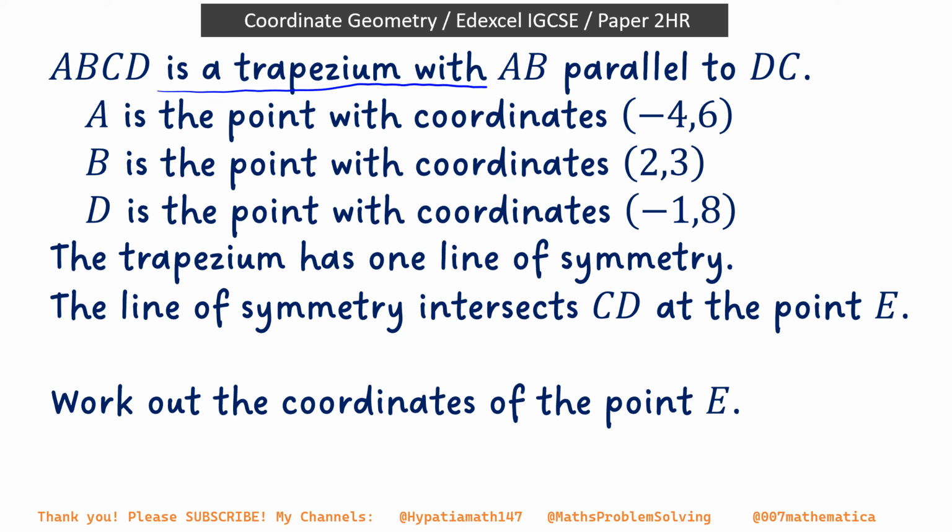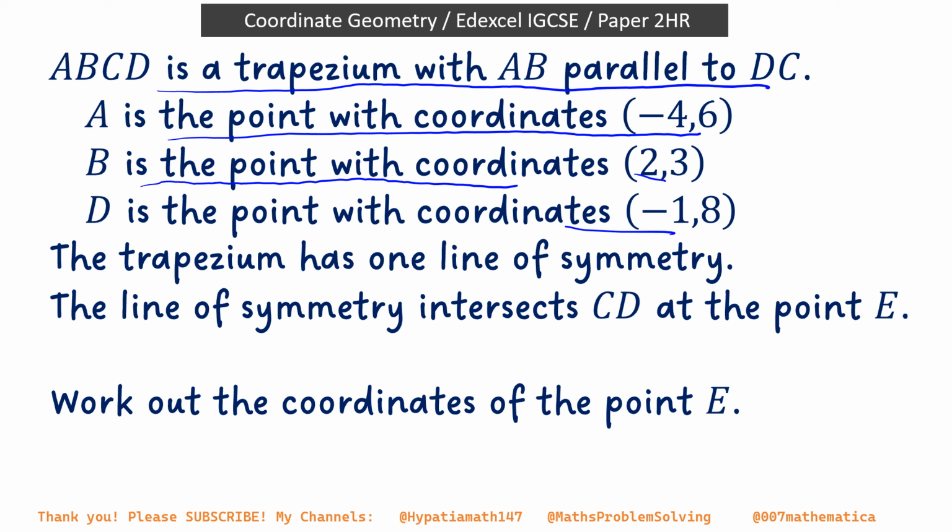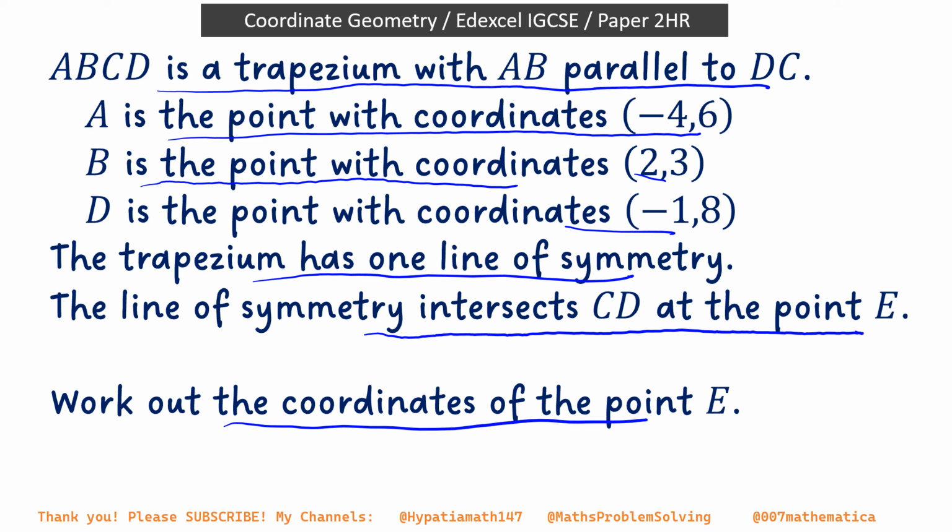ABCD is a trapezium with AB parallel to DC. A is a point with coordinates -4, 6, and then we have the coordinates of B and D, and the trapezium has a line of symmetry. The line of symmetry intersects CD at the point D. We need to work out the coordinates of the point D, so that's the question.